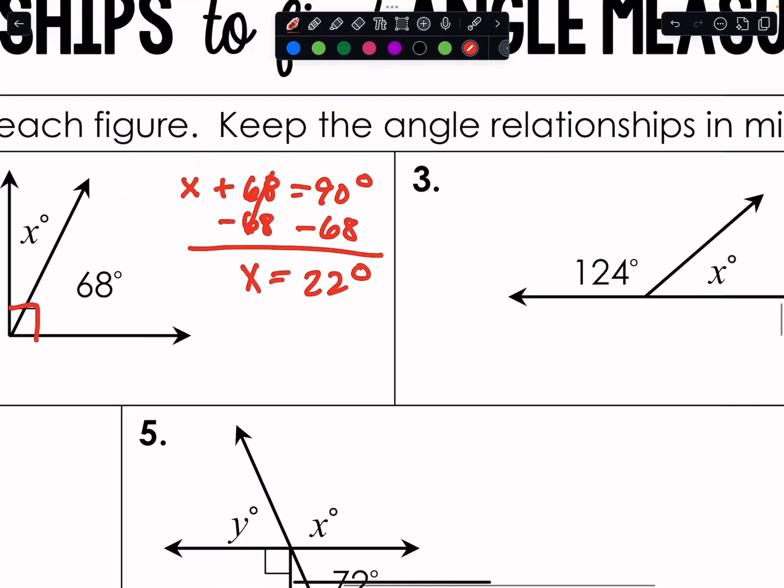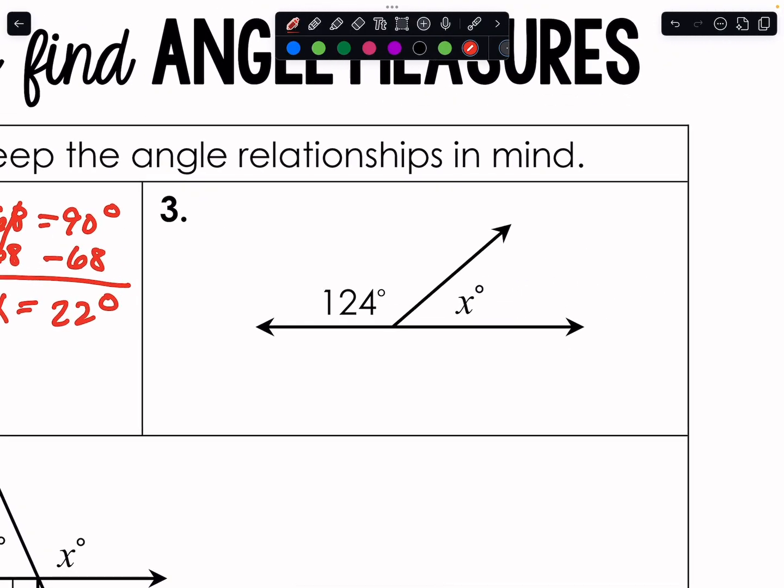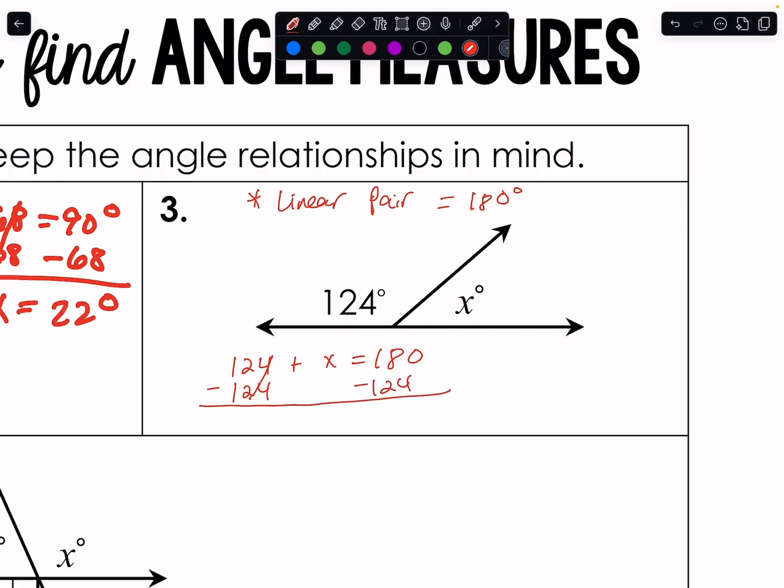All right. Next one. How do I describe these two? They are a linear pair, which means that they total 180 degrees. So 124 plus your x should equal 180. I'm going to subtract 124 from both sides. And you get that your x is equal to 56 degrees.